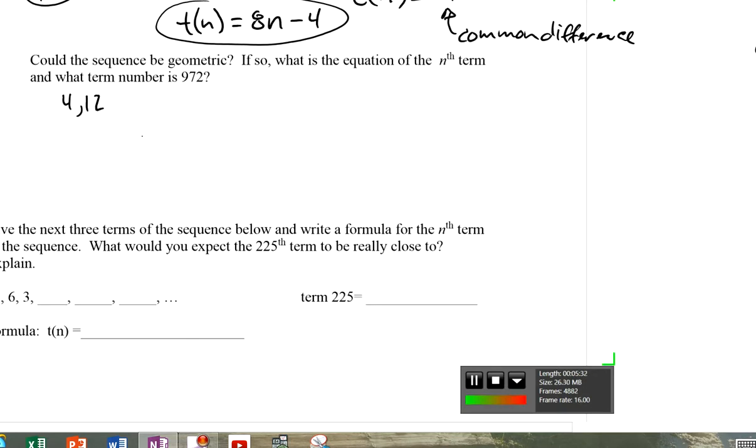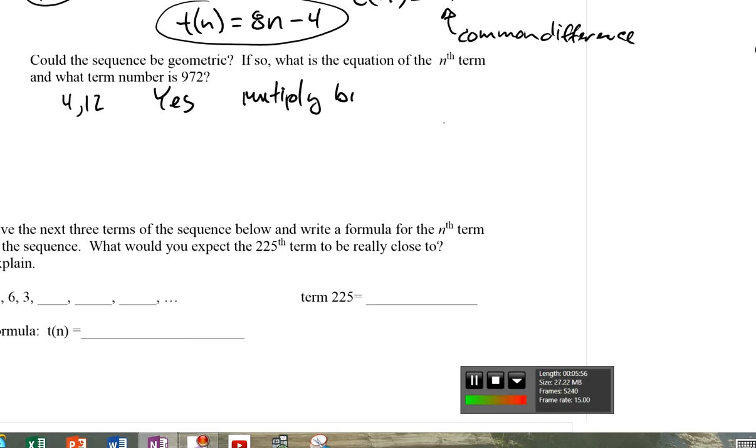Multiplying by 3. That's correct. Thank you for those of you that raised your hand also. Yes, we're multiplying by 3. So if I've only got a 4 and a 12, 4 times 3 is 12. Times 3 is 36, right? Times 3 is some other number. I don't know it. I'm sorry. So yes, this could be geometric, and my generator is multiplied by 3.